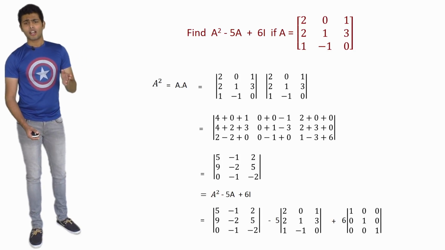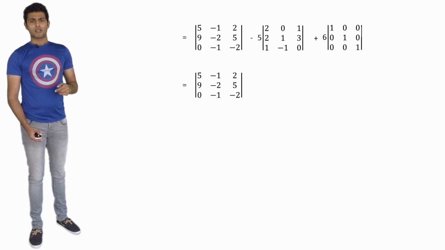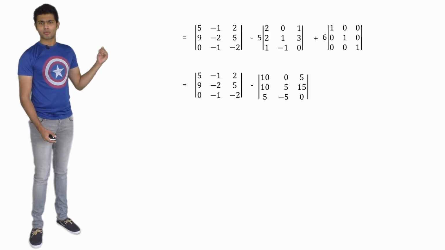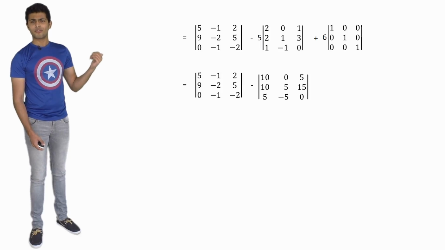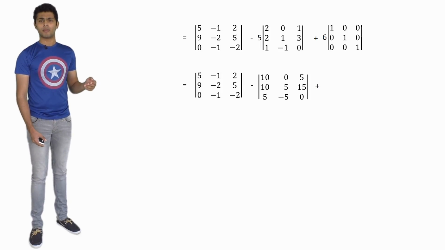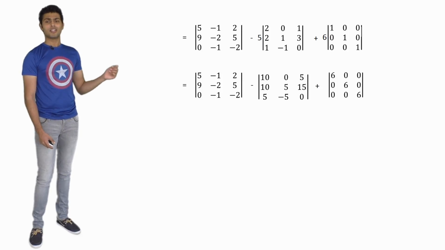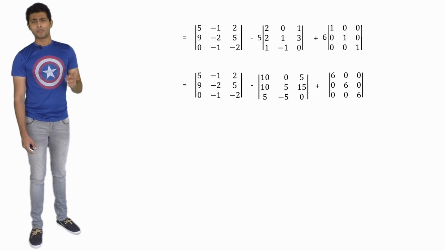So now all we're going to do is multiply the 5 into the matrix and 6 into the identity matrix. We multiply 5 into the matrix and we get this matrix over here, where in the first row you have 10, 0 and 5, second row you have 10, 5 and 15, and third row 5, minus 5 and 0. And by multiplying 6 into the identity matrix, we have the matrix with 6, 0, 0, 0, 6, 0 and 0, 0, 6. So now it's just simple addition and subtraction.